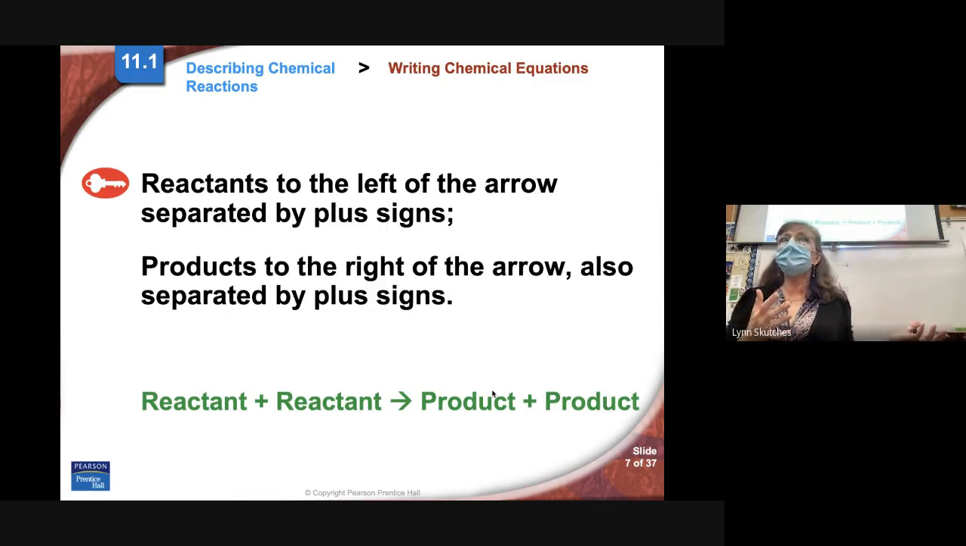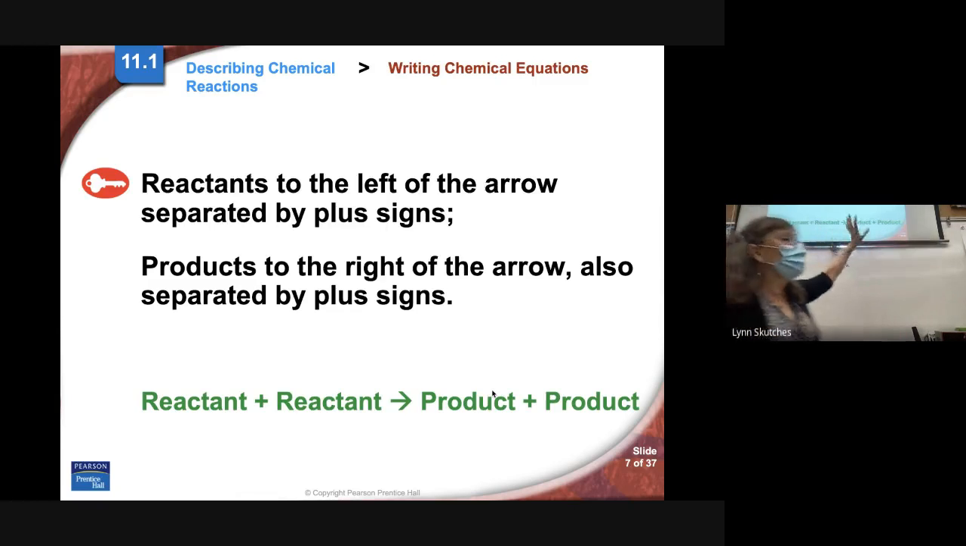Sometimes there's multiple reactants. Sometimes there's multiple products. Sometimes there's both. So there's not always more than one reactant. Sometimes there's just one. And sometimes there's just one product, but not always.